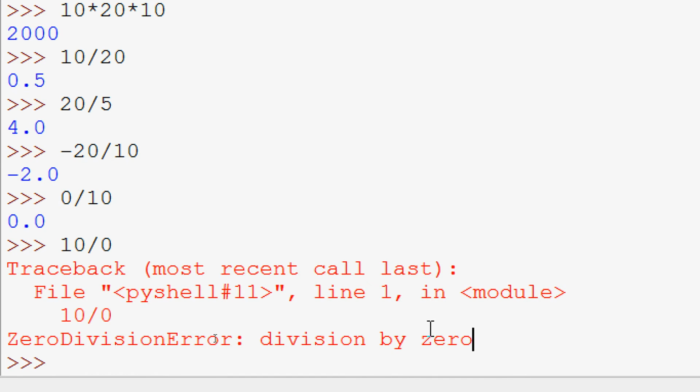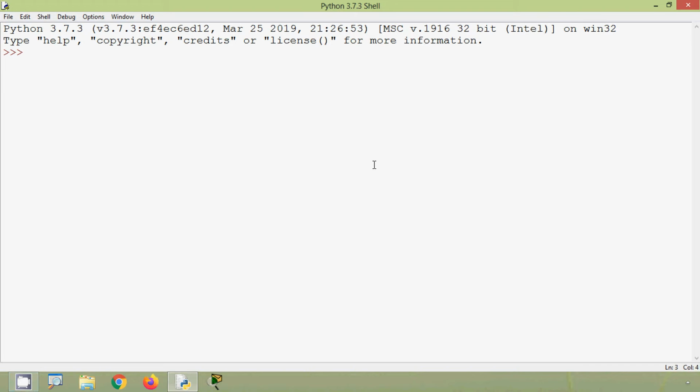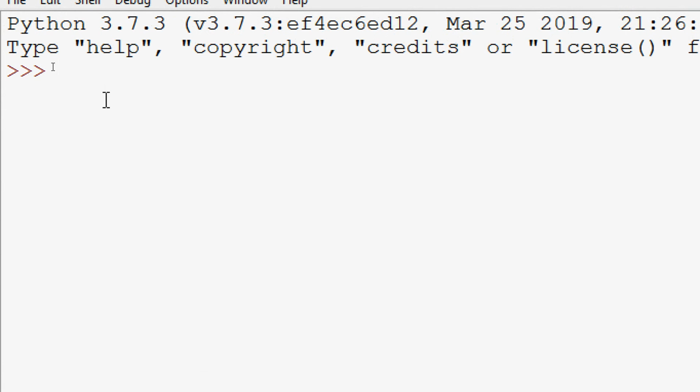Now we will see one of the wonderful operators, that is modulus. Here modulus means it divides the operands and then returns the remainder. We will see some examples so that it will be more clear. We will try with 10 modulus 2. We know 10 divided by 2 is 5 and there won't be any remainder, so it will return 0. Now we will try 10 modulus 3. We know 3 into 3 is 9, remainder is 1, so it will return 1.